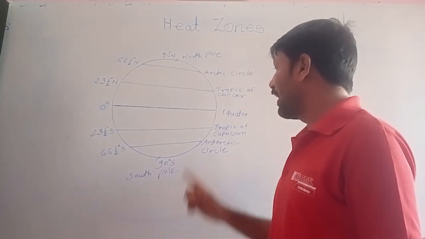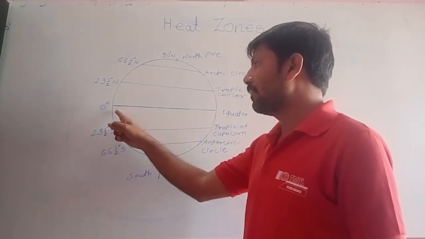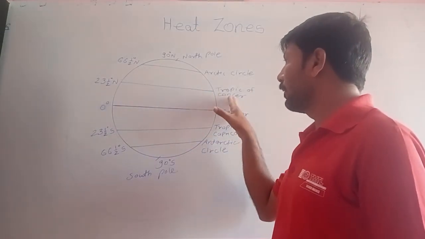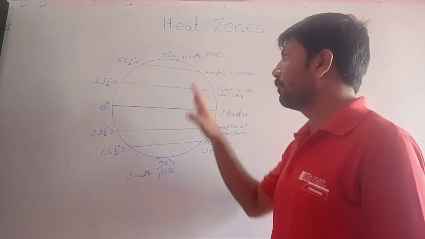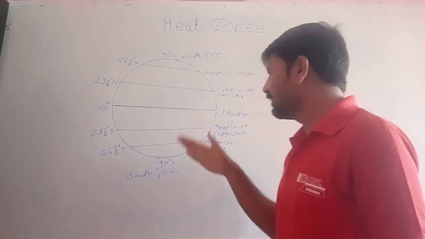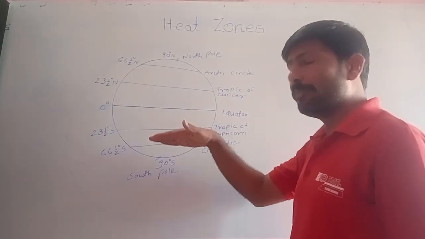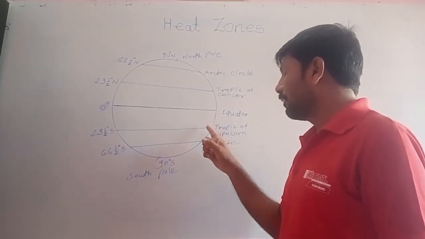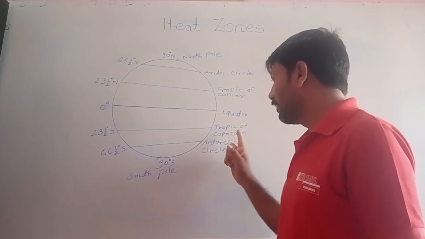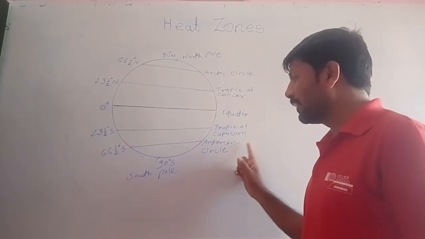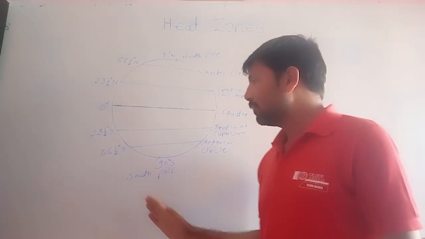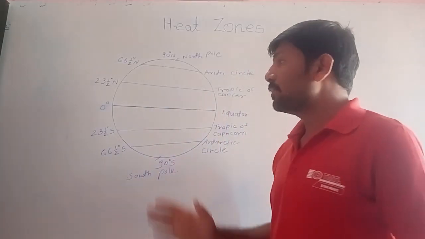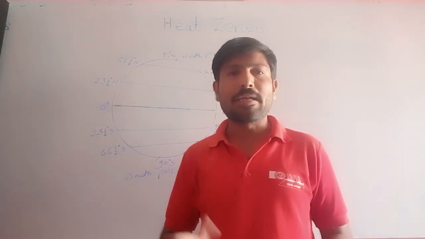As you see, the central parallel I have drawn is the equator. Thereafter in the northern hemisphere, Tropic of Cancer, Arctic Circle and North Pole, these parallels I have drawn. In the same way in the southern hemisphere, that is the lower half circle of the globe, three parallels I have drawn: Tropic of Capricorn, Antarctic Circle and South Pole as well. With the help of these parallels, the heat zones have been categorized.